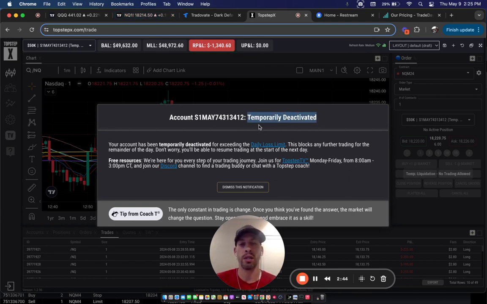What's kind of annoying about this particular Combine account, that's what they call tests and evals, Take Profit Trader calls it a test account, Apex calls it an eval account, is that I had this up over $700 yesterday during the overnight. Plus 700, I was up overall about 1,600. And what do I do?